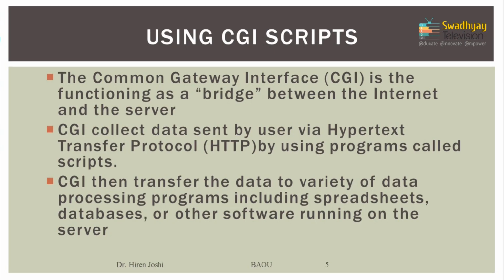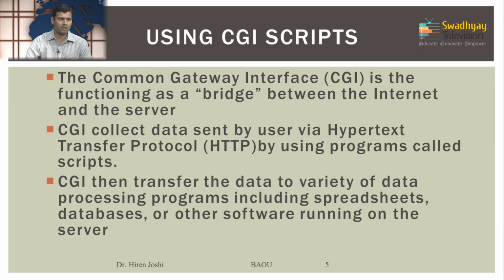So, a form is actually using CGI, meaning common gateway interface, and as I say, it is a bridge between the internet and the server. CGI collects the data received by HTTP protocol using programs called scripts. Right now we are using HTML, but HTML only provides GUI. The actual programming will be done by server side scripting or client side scripting like JavaScript, and the data collected by CGI is then passed to the server, where the server will process this data and give the result to the user.